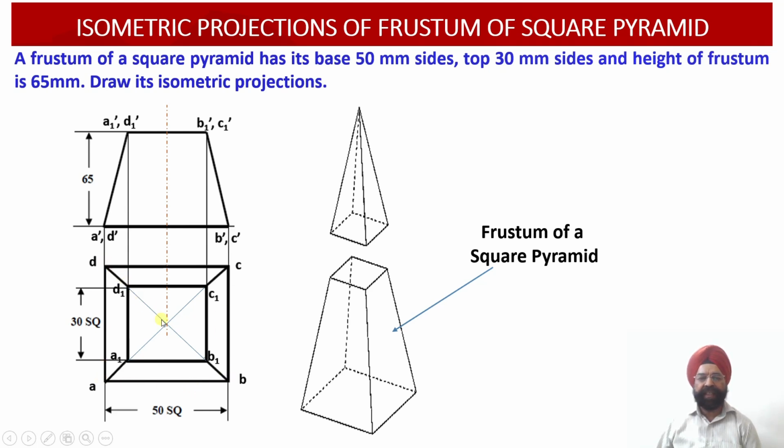Once we construct this square in the top view, we join the diagonals AC and BD in a lighter way, using construction lines. Why do we join these diagonals lightly? Because this portion of the solid has been cut away and removed, so we cannot draw it using darker lines. We need to work out how much of the solid has been cut and removed.